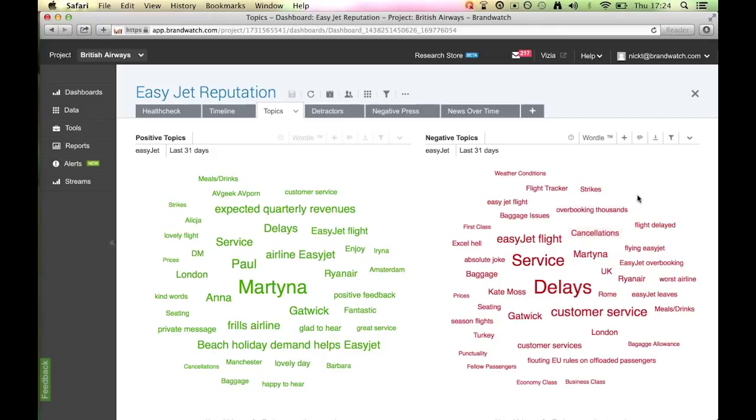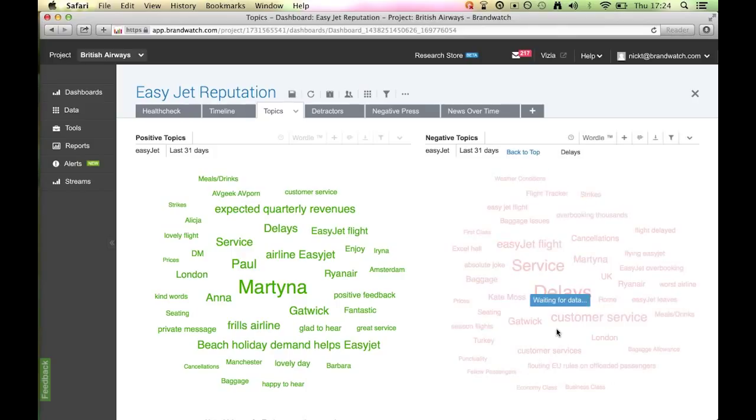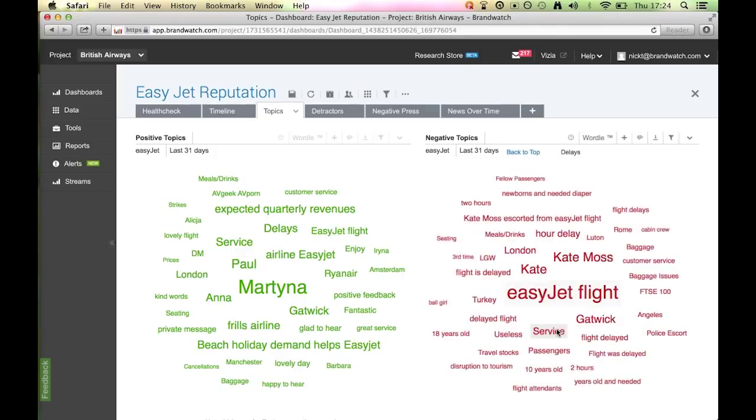Now, an EasyJet reputation manager might say, yeah, there are a few things here about delays, and a few things here about strikes and cancellations. We know that those things upset people. We are always working on that from our customer service team, but we could have a look at one of those topics to see if there was anything in particular over the last month, or of course we could filter it down to the last day or week to see if there's something that we could take action on.